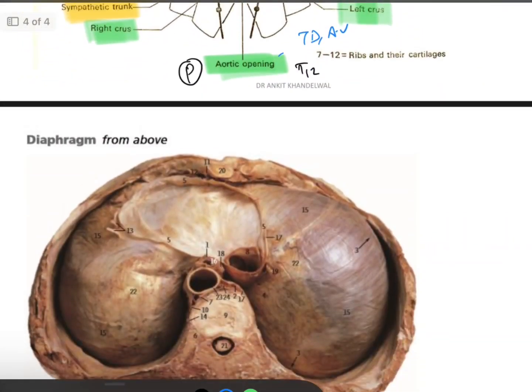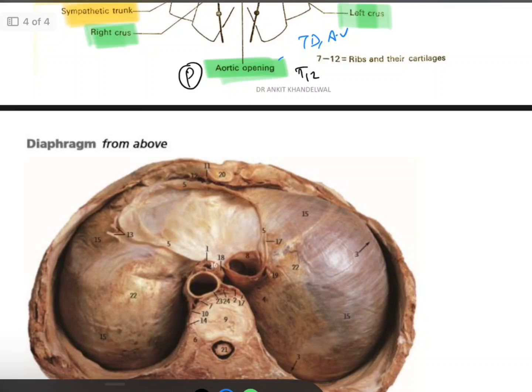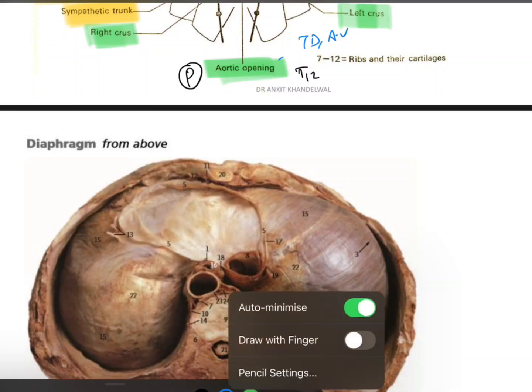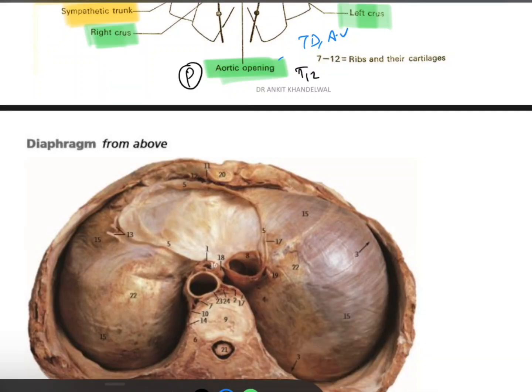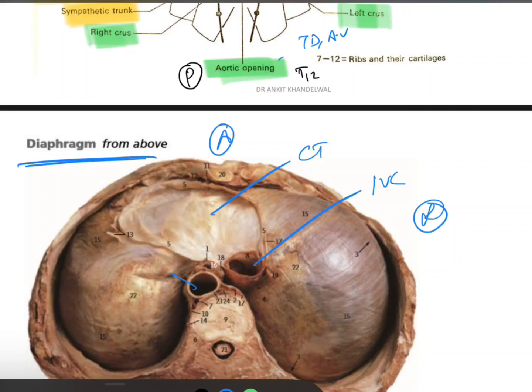The last image I want to show you is a cadaveric image of the diaphragm. Again this is the anterior aspect, and the posterior over here, looking at the diaphragm from above. This part is the central tendon of the diaphragm. On the right side, the thin walled structure is the IVC, and the thick walled structure on the left side is the aorta. The esophagus will obviously be collapsed, and therefore this structure here is the esophagus.